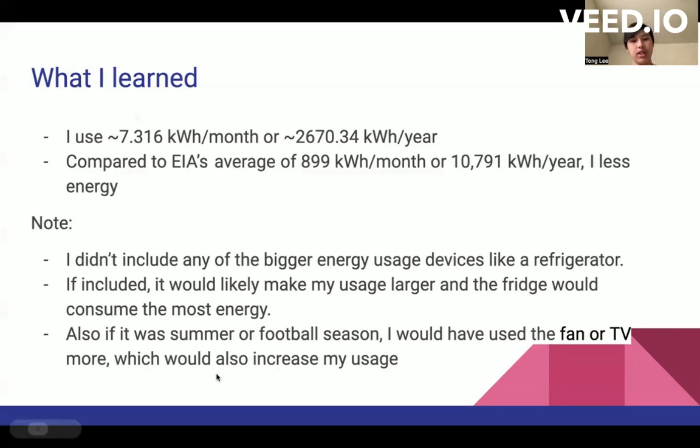An additional note is that if it was summer or football season, I probably would have used the fan or TV more, because I would have watched more football, or it's hotter so I would use the fan more. This would also increase my usage because I'm using more energy, so it would have affected my energy per month more.